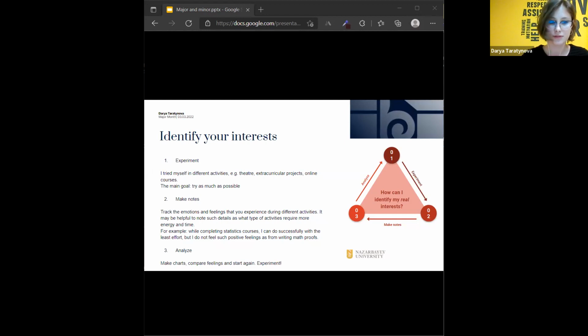Here you should track the emotions and feelings that you experience during different activities. It may be helpful to know such details as what type of activities require more energy and time. For example, while completing some statistics course on Coursera, I could do it successfully with the least effort, but I didn't feel such positive feelings as from writing some math proofs.